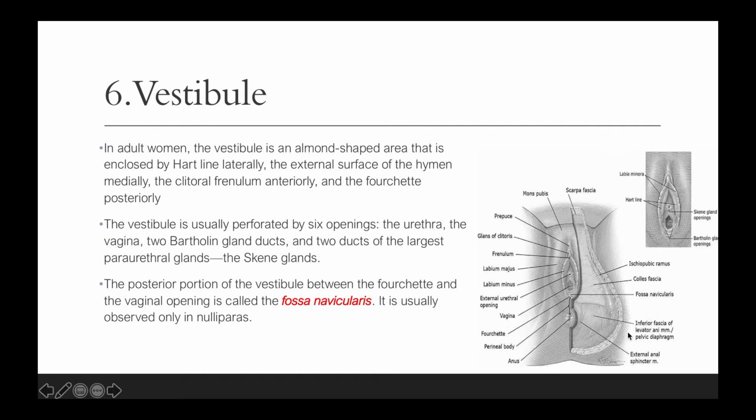The posterior portion of the vestibule between the fourchette and the vaginal opening is what we call the fossa navicularis. So this is the part where the fossa navicularis is. It is usually observed only in nulliparous women.